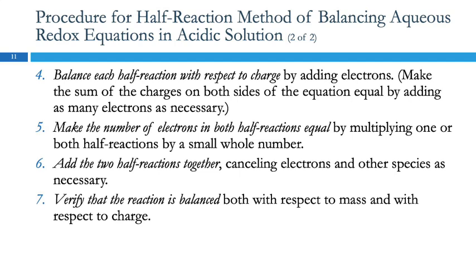So now we've got 2 half reactions that are balanced with respect to mass and charge. We want to add them together, but we don't want any electrons to show up in the final equation. So we're going to make the number of electrons in both half reactions equal. If one has 2 electrons and the other has 1 electron, we'll multiply the smaller one, all the coefficients, by 2. It's still balanced. But now we have the correct number of electrons so that when we add them together, the electrons will cancel out. Sometimes other things will cancel out as well. And then the last step is always verify that the reaction is balanced.